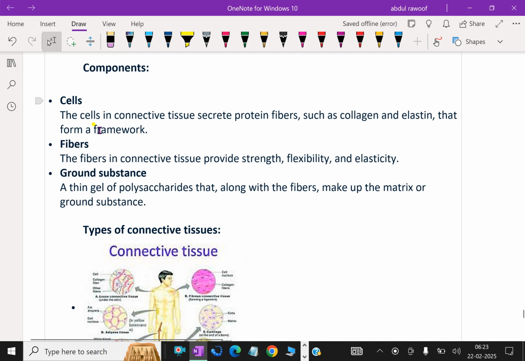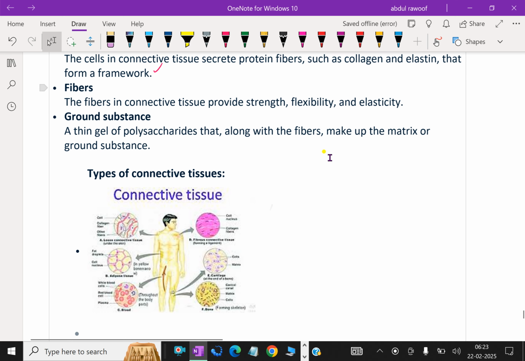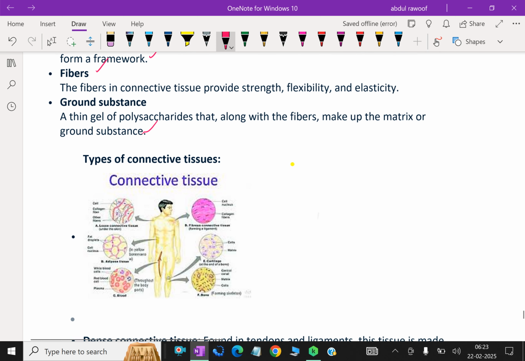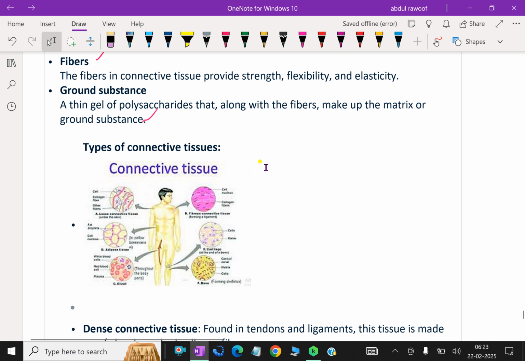The cells in connective tissues secrete protein fibers such as collagen and elastin that form a framework. Fibers. The fibers in connective tissues provide strength, flexibility, and elasticity. Ground substance. A thin gel of polysaccharides that, along with the fibers, makes up the matrix or ground substance.